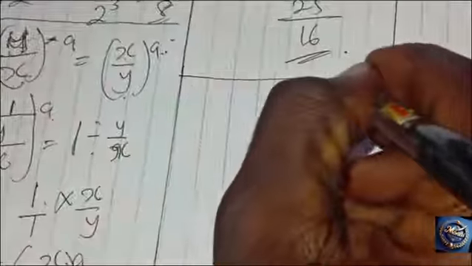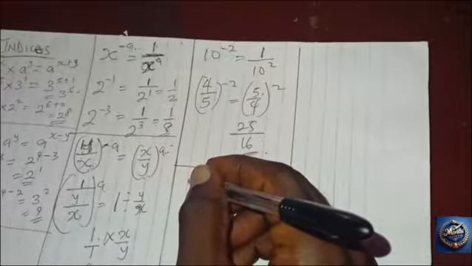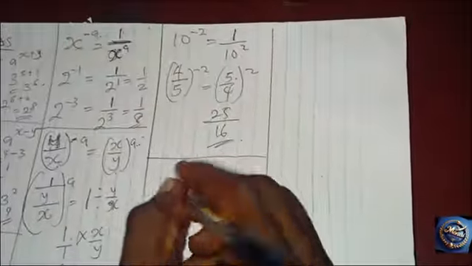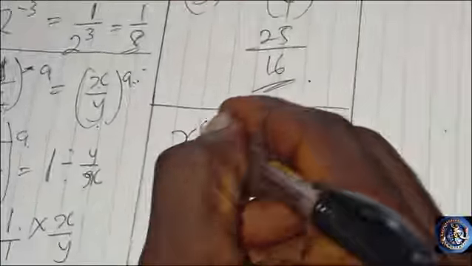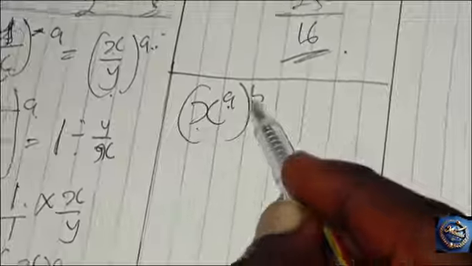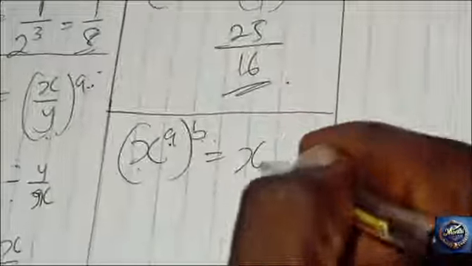Then we have another law. We have the fifth law. What is the fifth law? It's the double power law. What is the double power law? It says that when you look at x raised to power a in bracket, with b outside, x has the power of a, and everything there has the power of b outside. That means it's double power. So the answer will be x raised to power ab.